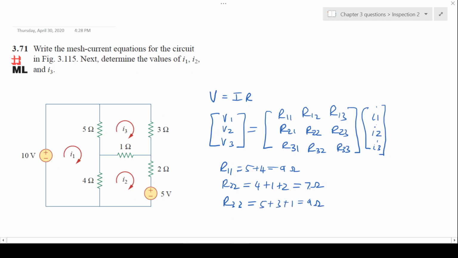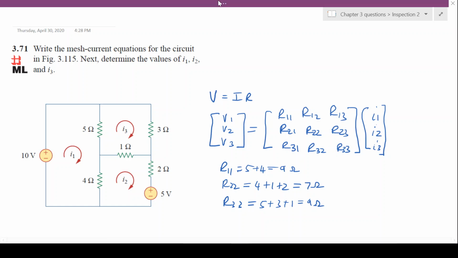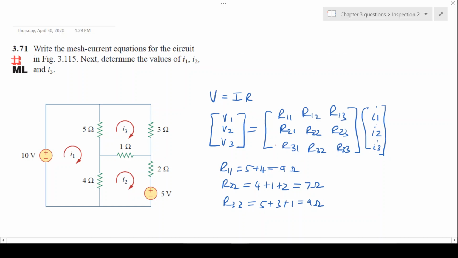And we also know that the diagonal entries are always positive in sign, so we know that will be positive, positive, and positive. And the non-diagonal entries are negative in sign.